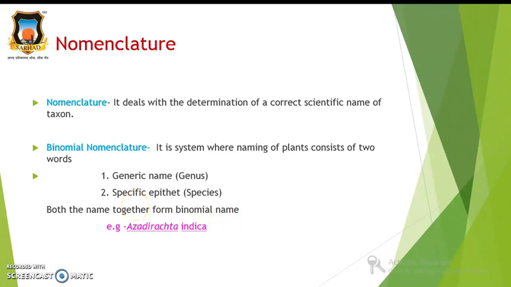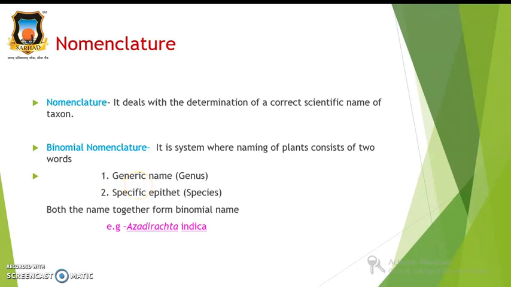This binomial should be typed in italics, or in case of handwritten matter, both the generic name and specific epithet should be underlined separately, like this. For example, Azadirachta indica is the botanical name of the neem plant.